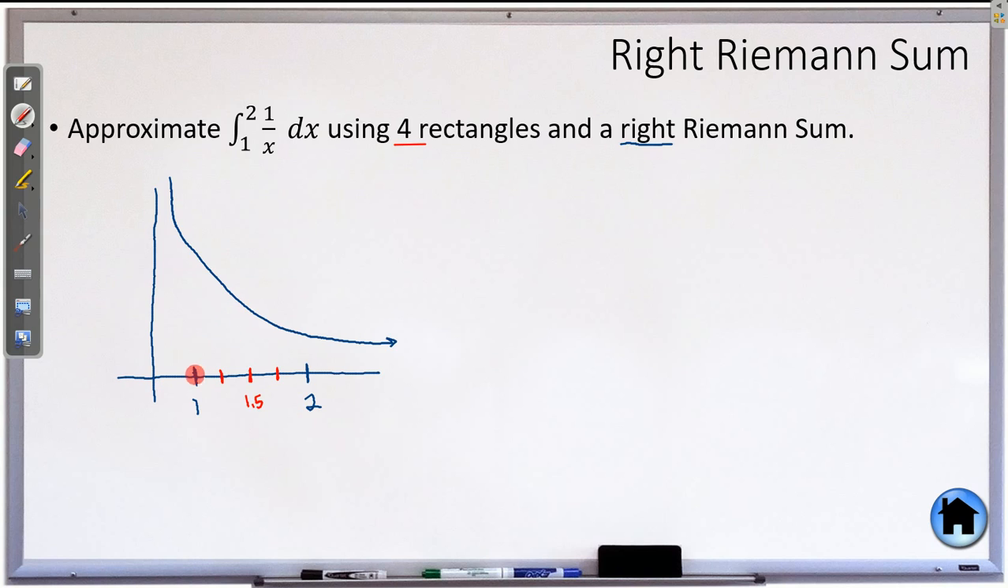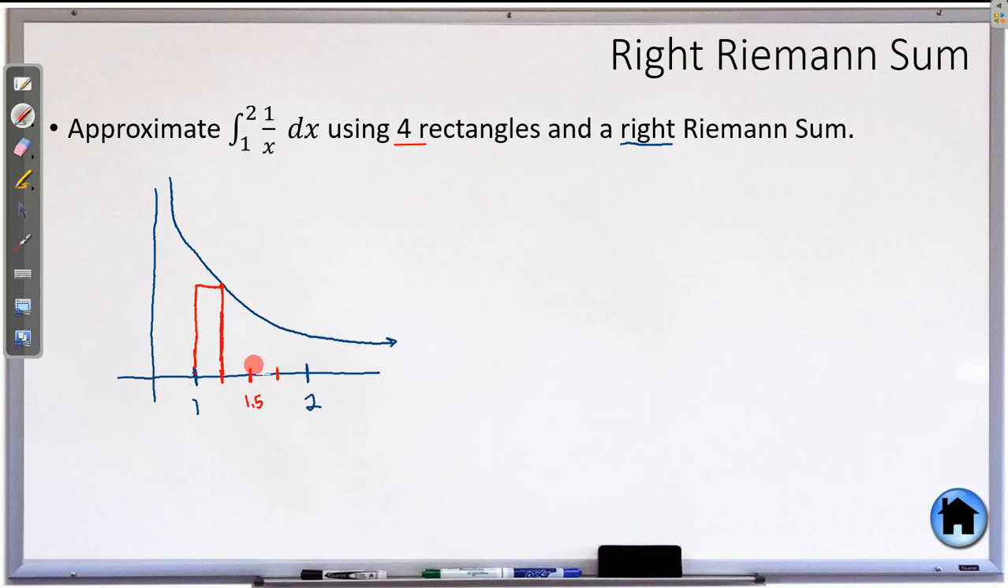And as I draw my rectangle up, here's going to be a rectangle between these two points. The right corner, so this line here, is going to be what dictates how tall it is. So I'm going to hit the graph there and then go over.